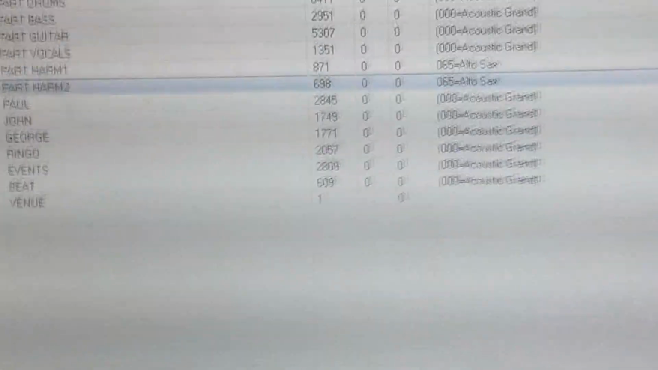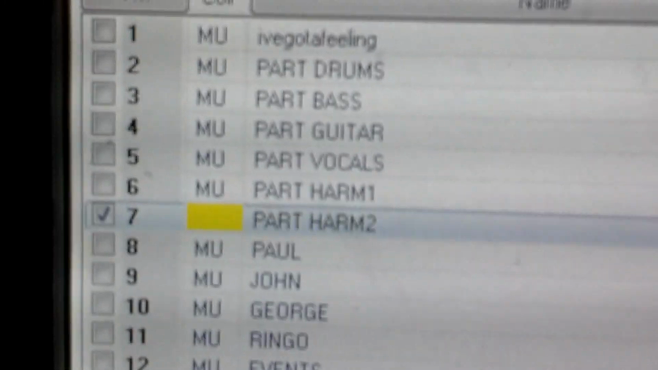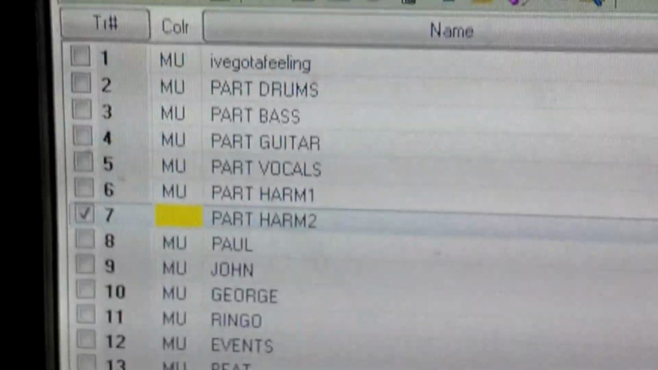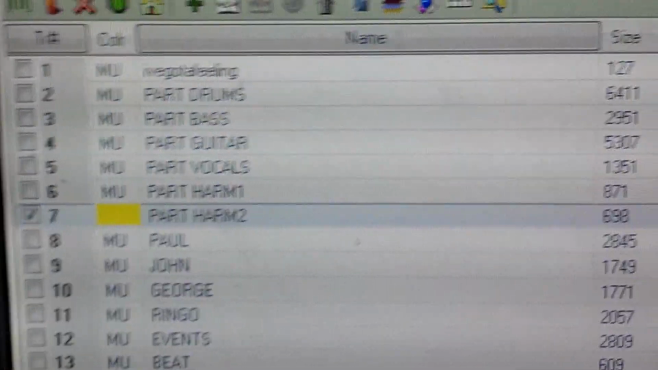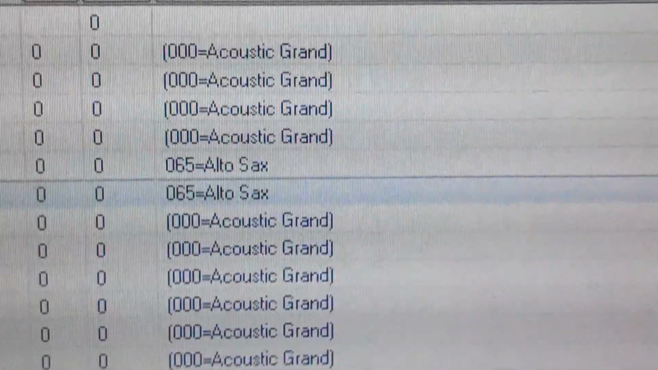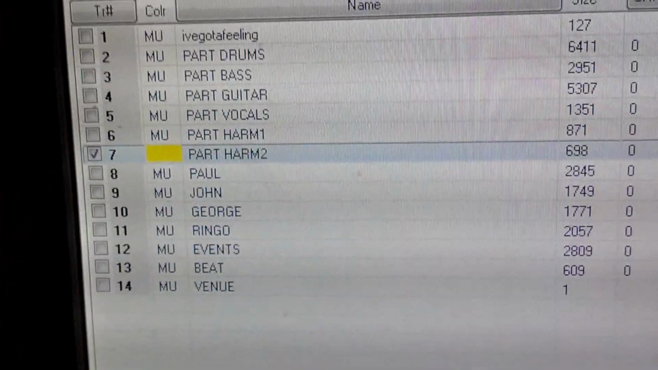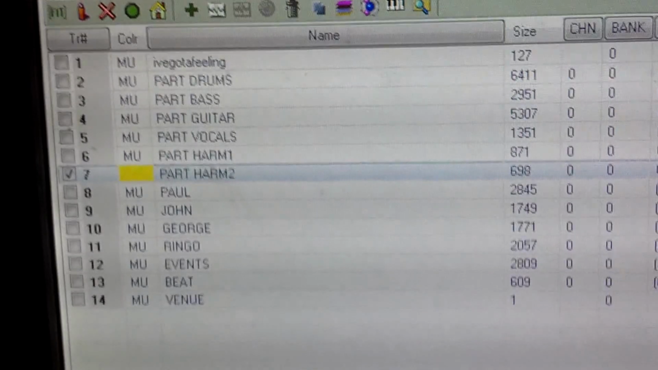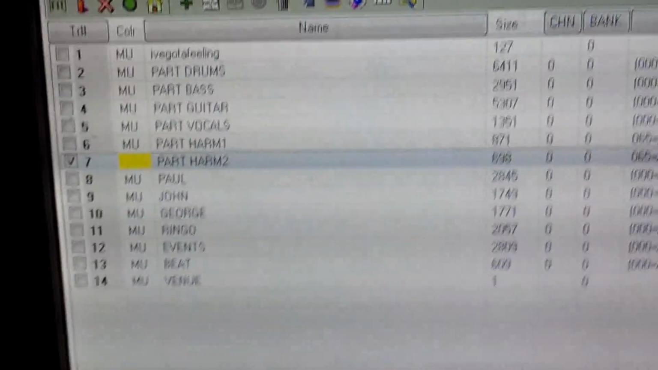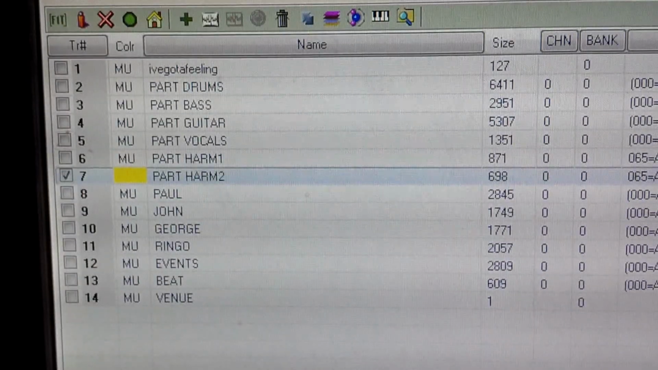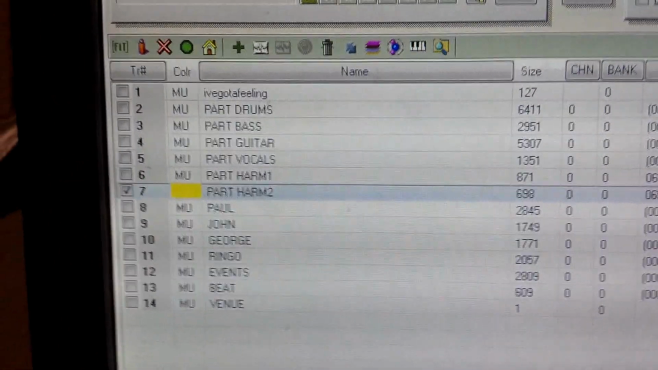If you look under here, you have part harm 1 and part harm 2. Vocals are the solo vocals if you only had one person. So what I do is I just export the harmony 1. I set them both to alto sax, because you don't want it to have a piano sound. That just sounds weird. I actually don't know what the Paul, John, George, and Ringo tracks are, but I think they have to do with the movements and not the actual music. You can also see drums, bass, guitar, vocals, and the harmonies.